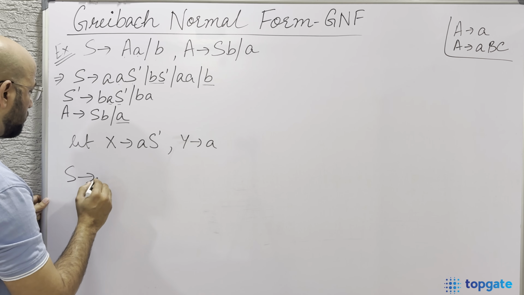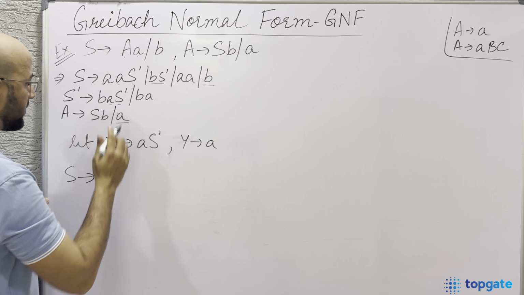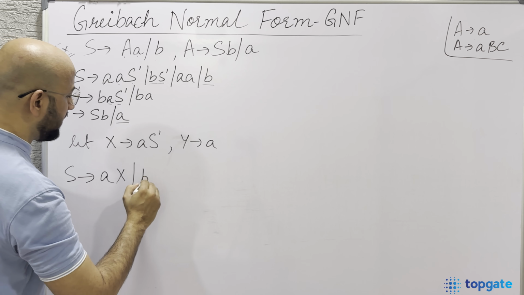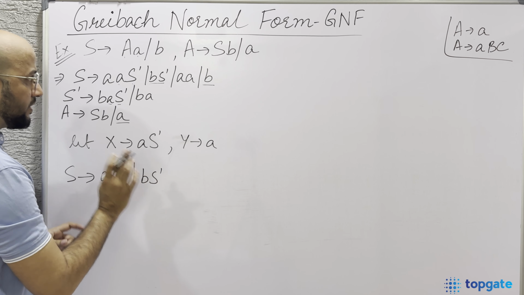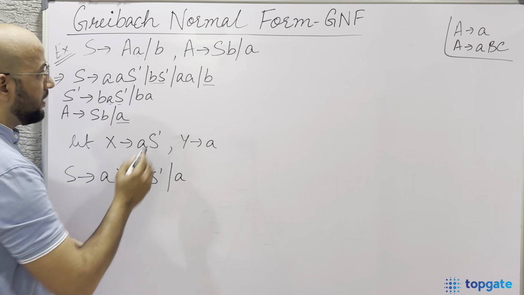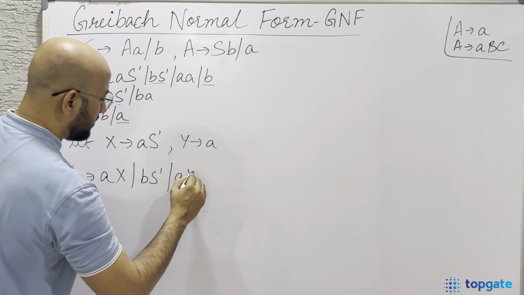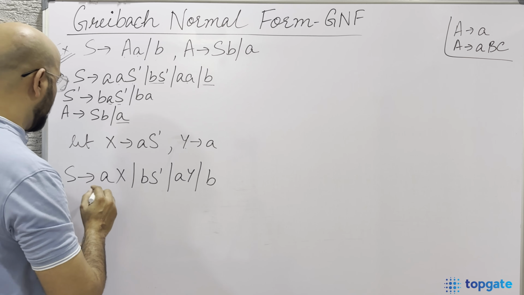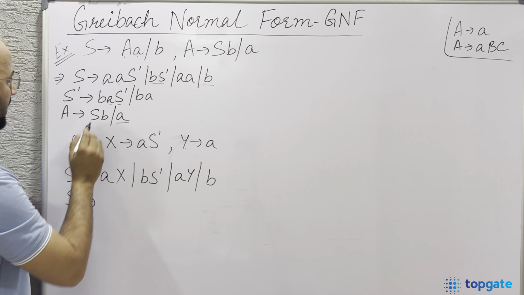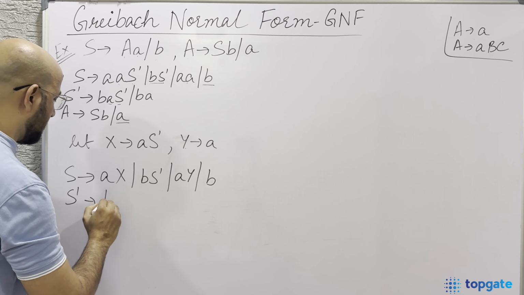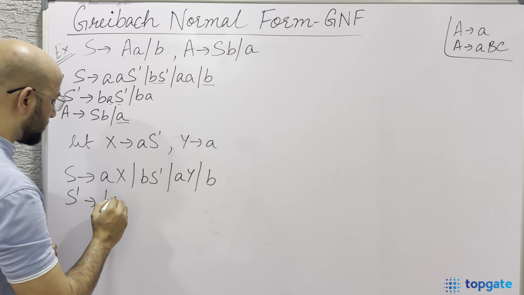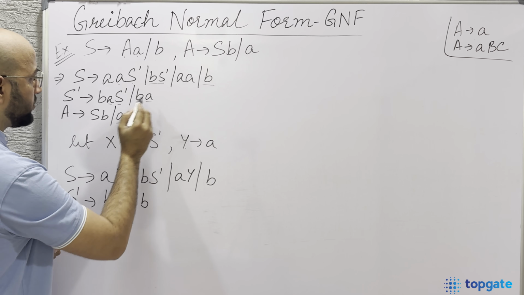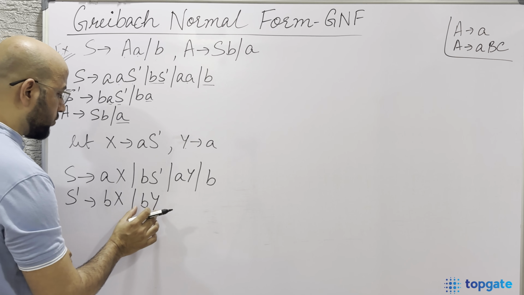I'll get S tends to a, and onto this S dash I'll put this X, so I'll get aX, converted into GNF form. Then I'll write bS dash as it is because it is already in GNF form. Then I'll write the first a, and onto the second a I'll put this Y, so this is also in GNF, and then I'll write b here, already in GNF. Then for S dash, let's see what I'll do. We have this bS dash, so I'll just write b, and this S dash is X now, so I'll just write X here, and then I'll write b, and onto this a I'll write this Y. This is also in GNF now.